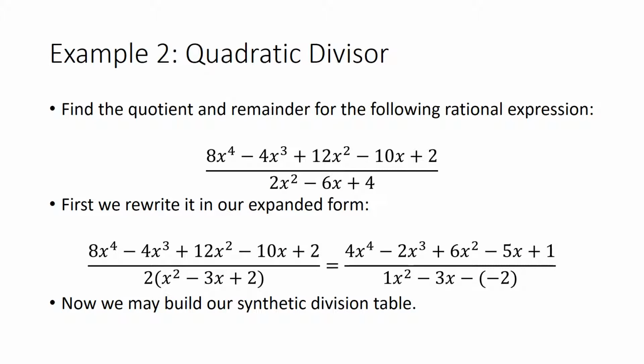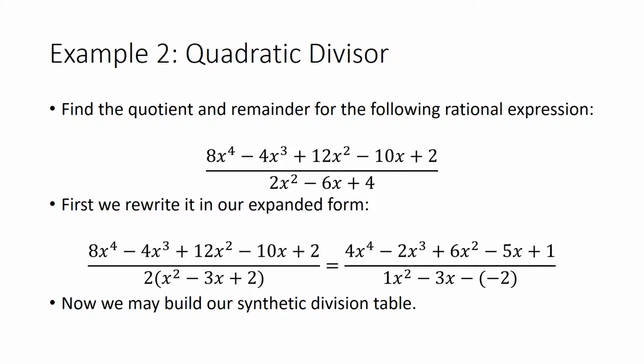Our second example deals with a quadratic divisor, and we will find the quotient and remainder for the following rational expression: 8x to the fourth minus 4x cubed plus 12x squared minus 10x plus 2, all of that divided by 2x squared minus 6x plus 4. And first we're going to write this in our expanded form.